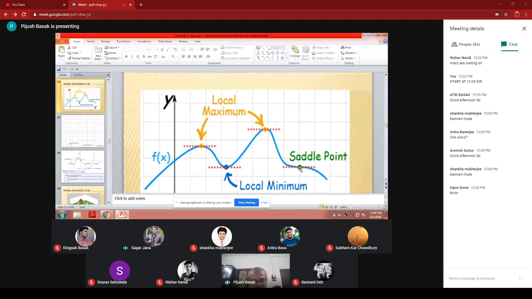So these are all local. Any question? These are all local minimum, local maximum and saddle point. A saddle point is where it is neither maximum nor minimum, but there is a temporary break in the decreasing. Temporarily there is some decrease in dy/dx, and then it comes down. So this is called the saddle point.